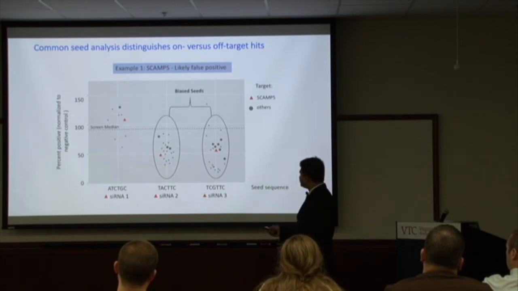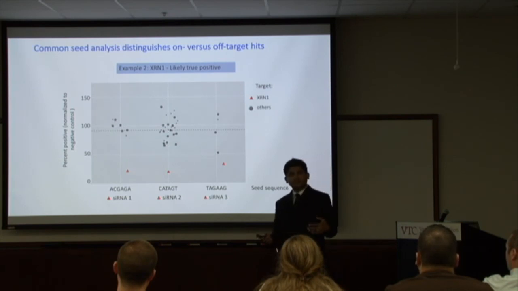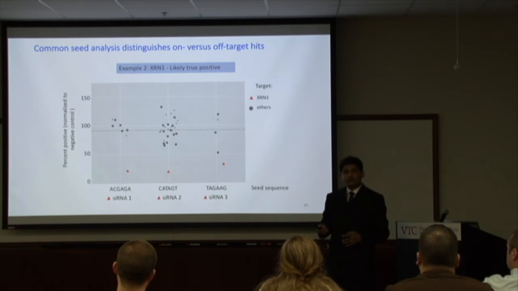So another example we want to show you is XRN1, and again the 3 independent siRNAs and their seed sequences here. Based on their activity, we can see a substantial reduction of GFP expression when we use the individual siRNAs. When we checked the seed sequences of other siRNAs, their results are close to the screen median, suggesting that this is truly positive. And in this way, we can exclude off-target effects.